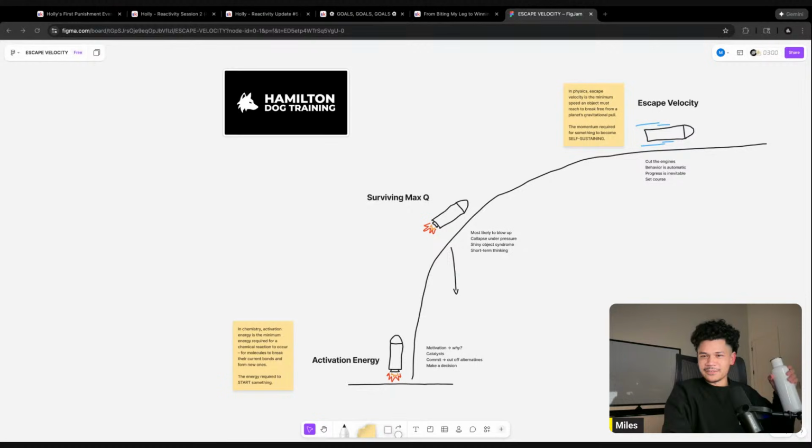This reminded me of Structural Tension from Robert Fritz's Path of Least Resistance. I haven't read it. Maybe I need to look into that.